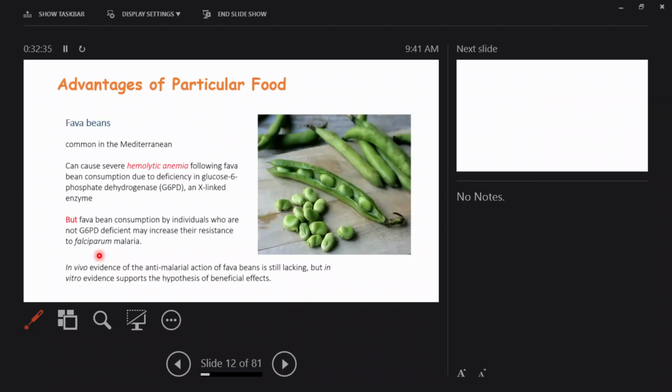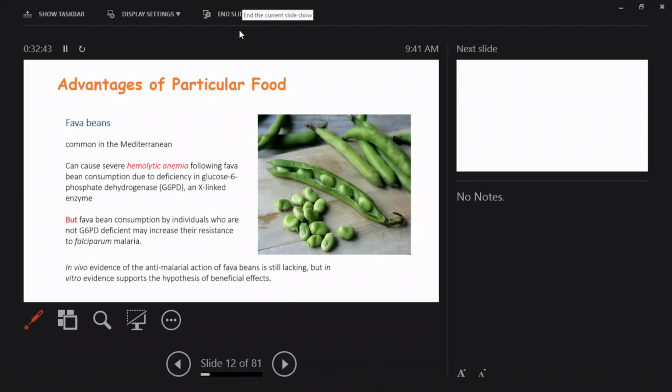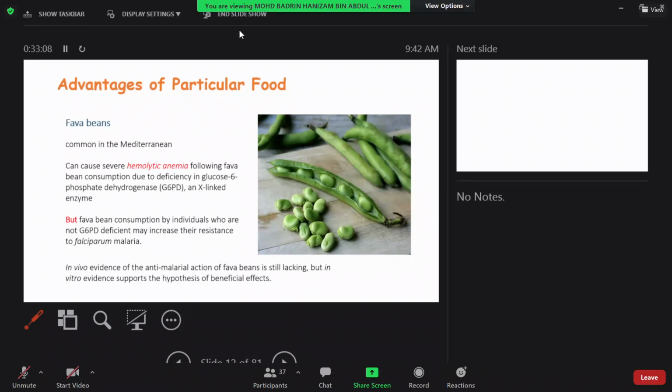Alright, so is there anyone in this class who has G6PD deficiency? In my family, my brothers have G6PD, so he cannot eat fava bean. Fava bean, what is it called in Malay? Kacang parang. Do you know kacang parang? All of you? Don't know? Anyone know what kacang parang is?